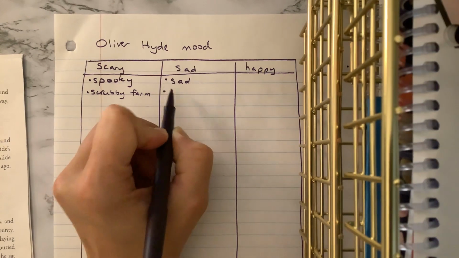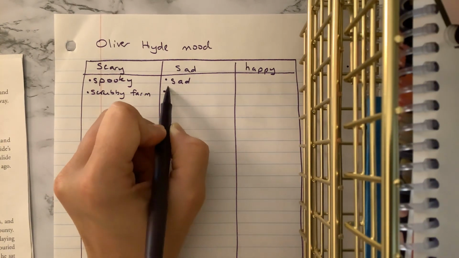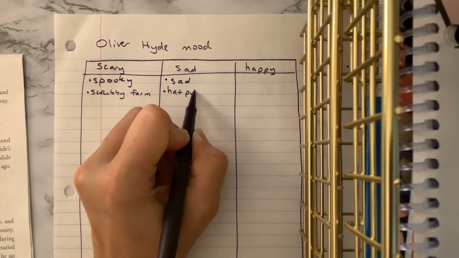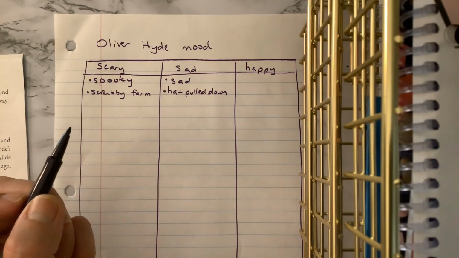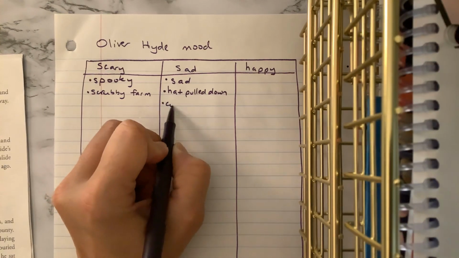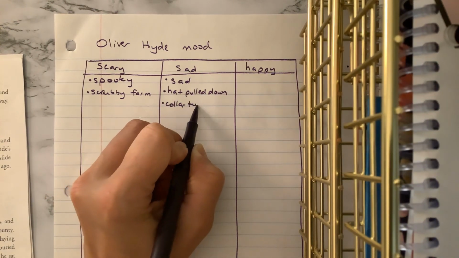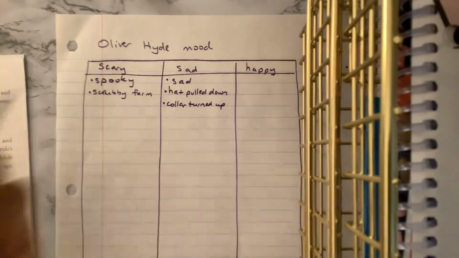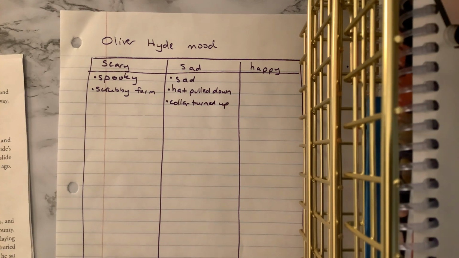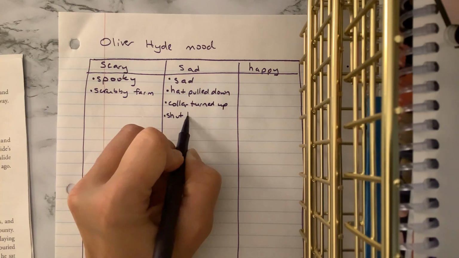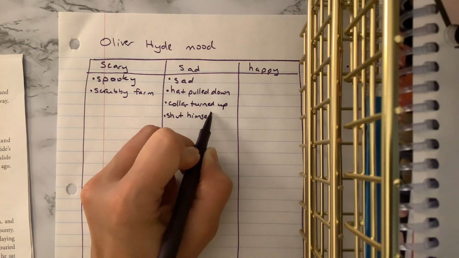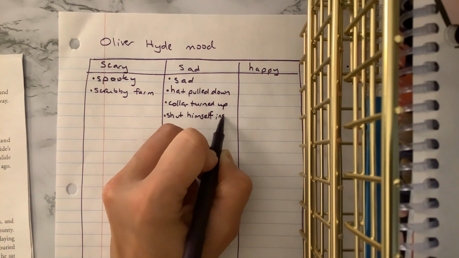It helps that I finished the story, but I think hat pulled down seems sad. Collar turned up. We know that Oliver Hyde is kind of shutting people out, so those ones seem sad to me. Even that line, shut himself inside, seems sad.